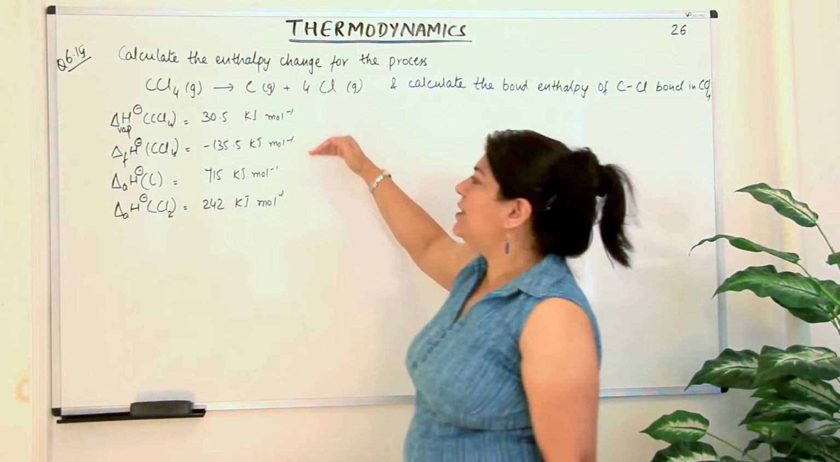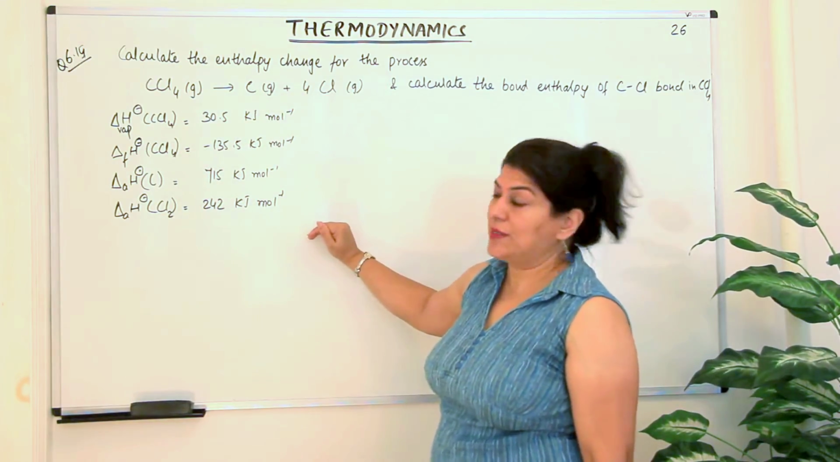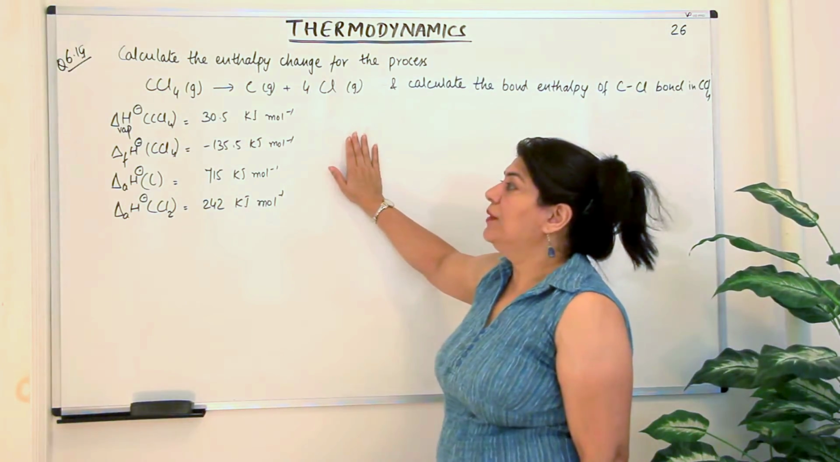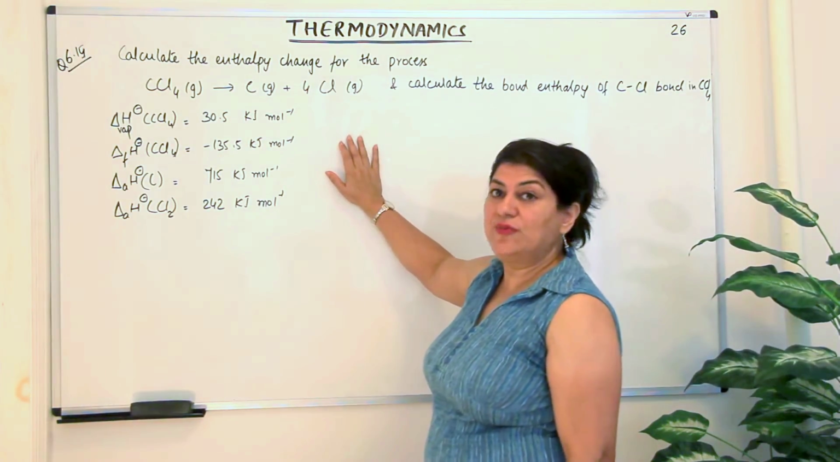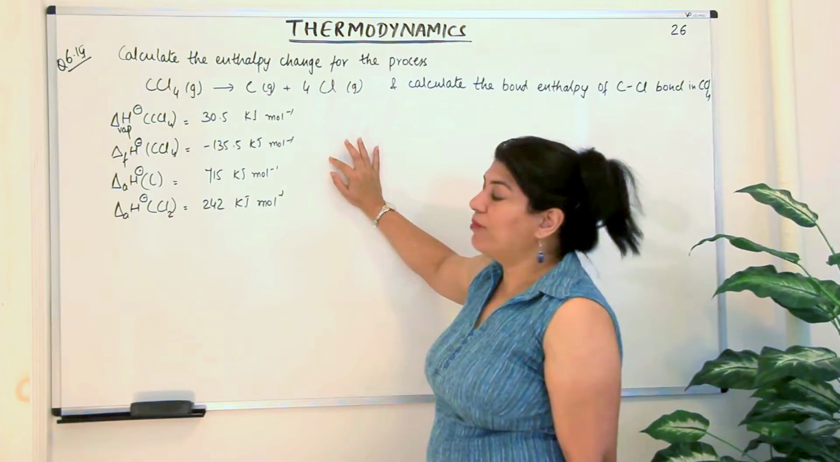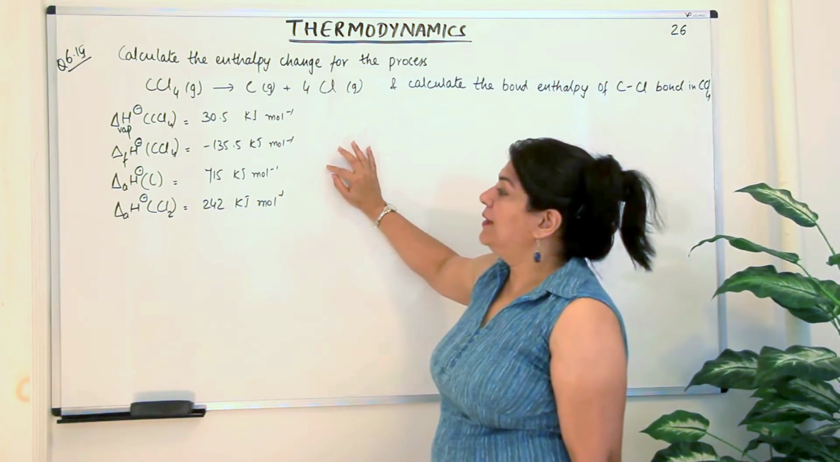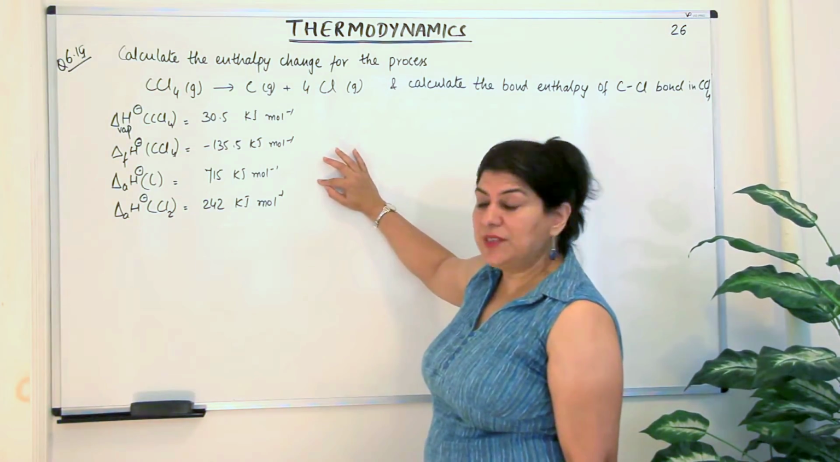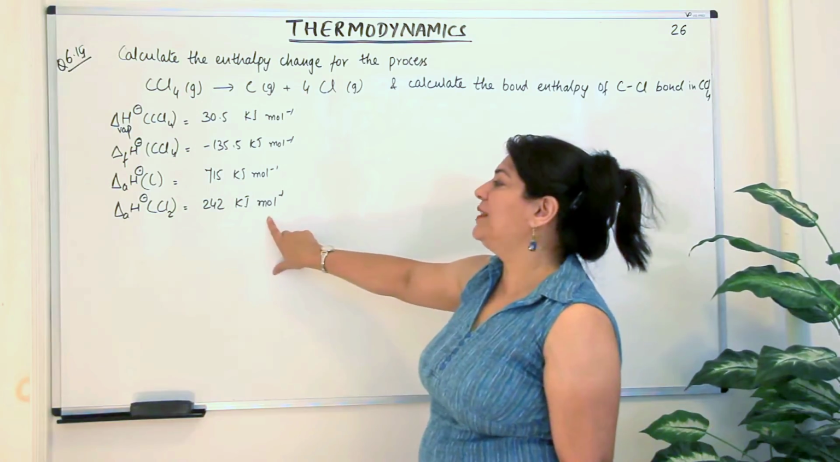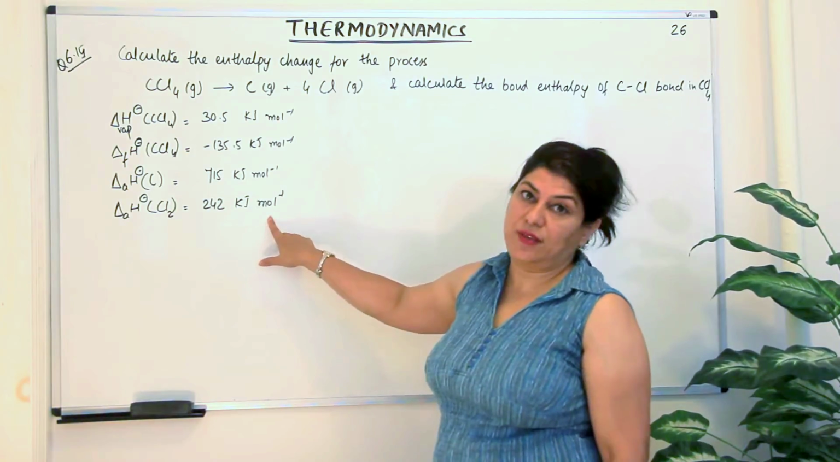There's certain data, certain information that is given to us. What is this information? The enthalpy of vaporization of CCl4 is given. The enthalpy of formation of CCl4 is given. The enthalpy of atomization of carbon is given to us. And fourth is the enthalpy of atomization of chlorine that is given to us.